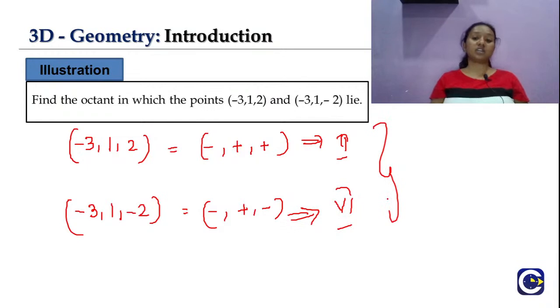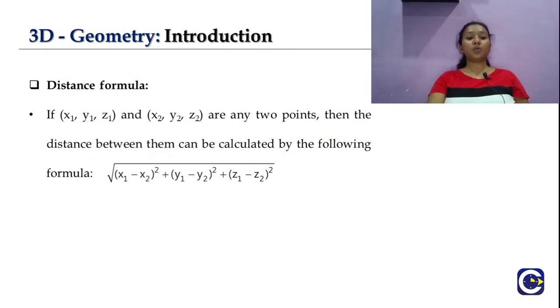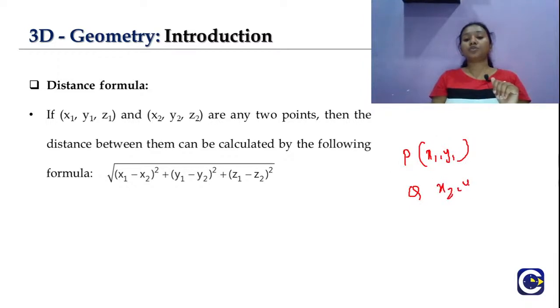It hardly takes 30 seconds to answer this if we are aware of those signs of the coordinates in each of the 8 octants. Right guys, so let's move ahead with our next one, which is the distance formula. You guys are familiar with this distance formula in your straight lines. We have learned in our previous session, in our previous chapter itself. So if you have a point P(x1, y1) and Q(x2, y2), how to find the distance between these two?